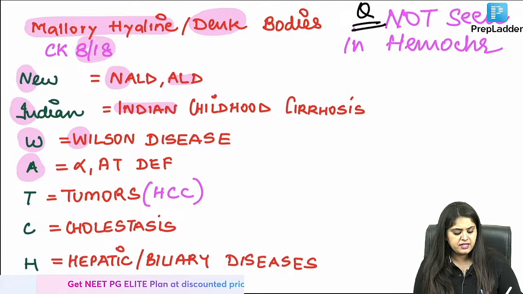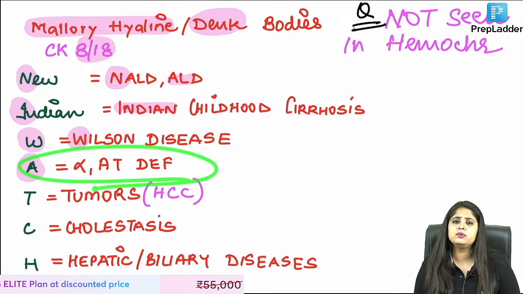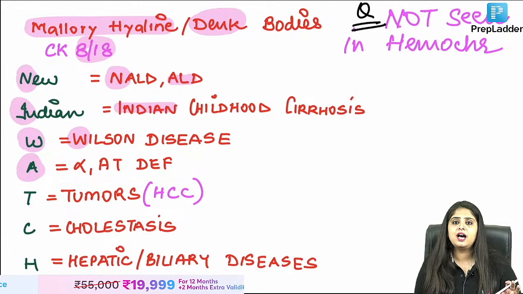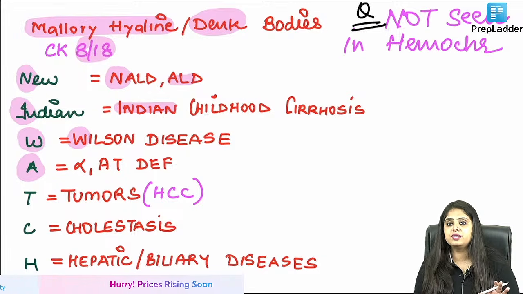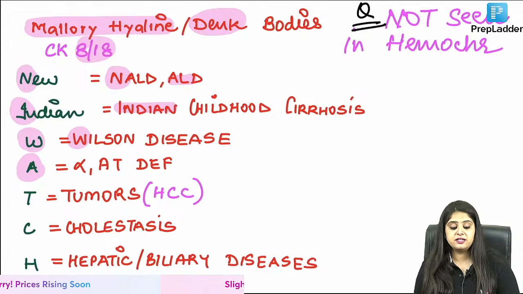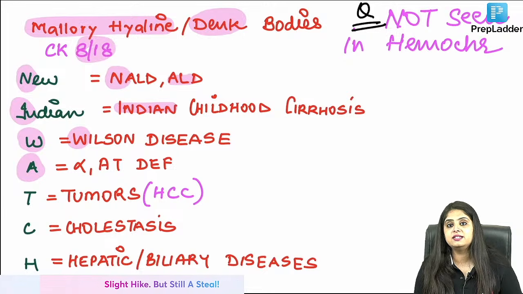Apart from that, alpha-1 antitrypsin deficiency. Did I teach this a lot to you yesterday? Remember the little child with infection, having a disease. You remember that story? PAS positivity. Alpha-1 antitrypsin can also show you Mallory hyaline Denk bodies.